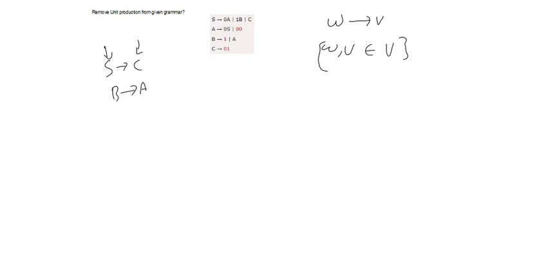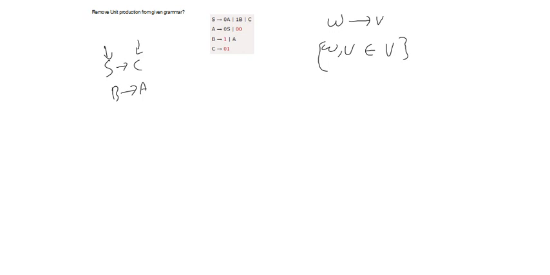Okay, so in the given grammar, you have two unit productions, S implies C and B implies A. So we should remove those two production rules from the grammar. To remove a unit production, what will you do? You will be replacing the unit production with its production rule.